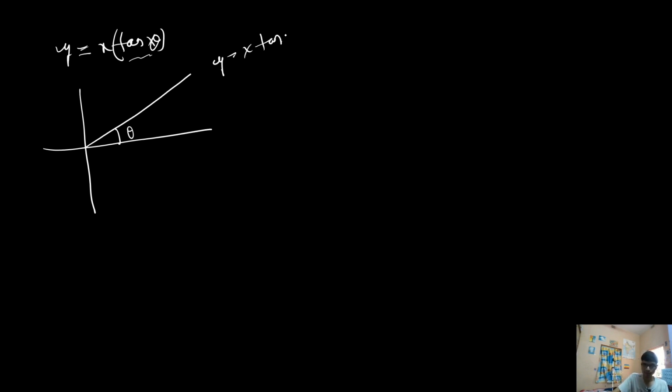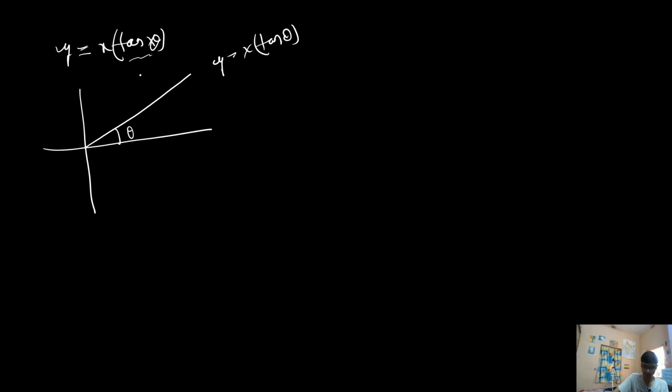When I talk about the chapter of straight line, I will be discussing this formula. For example, this is a line which is making an angle theta, because tan theta is the slope. So this is the line, that is y is equal to x into tan theta.